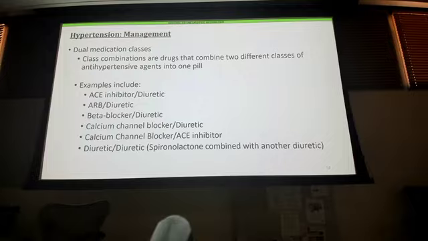So there's different types. You have combos of ACE inhibitors and diuretics, ARBs and diuretics, beta blockers and diuretics, calcium channel blockers and diuretics, calcium channel blockers and ACE inhibitors, and then you even have the diuretic-diuretic combo, where you have a spironolactone combined with hydrochlorothiazide. So if you needed that dual diuretic kind of effect, they work different. They're different diuretics, so you can give them that and have an effect. So there's a lot of different options out there in order to help your patients who need 2 agents.